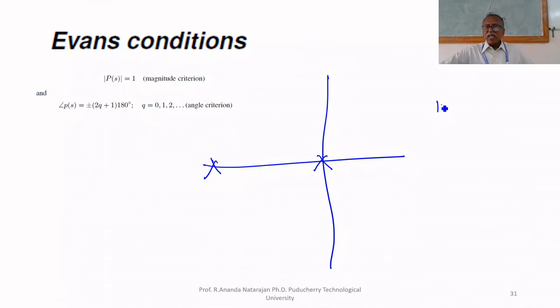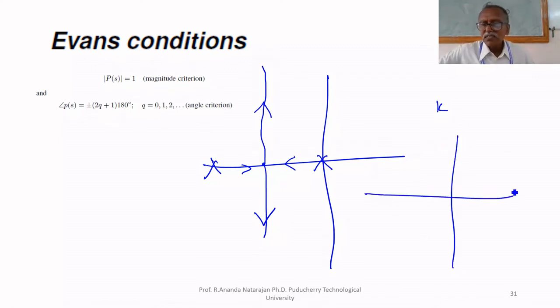If you vary K, the amplifier gain, from 0 to infinity, the loci move towards each other. At one point they meet each other. After that they break away. One goes up, another one goes down. This is the root locus for a second order stable system.